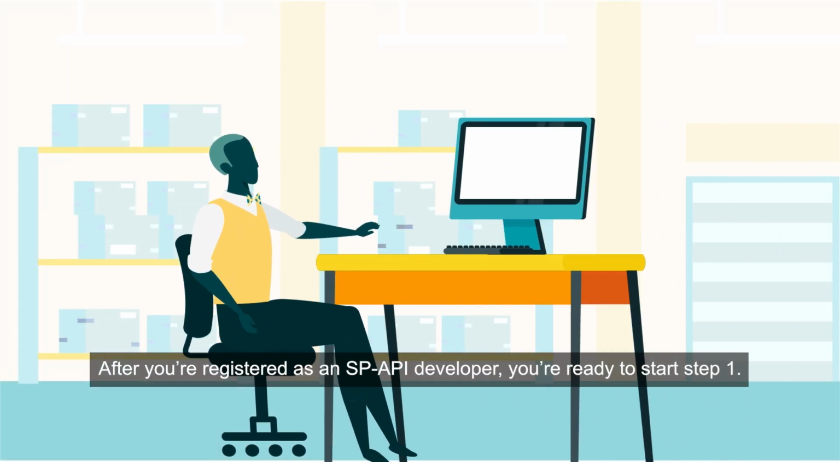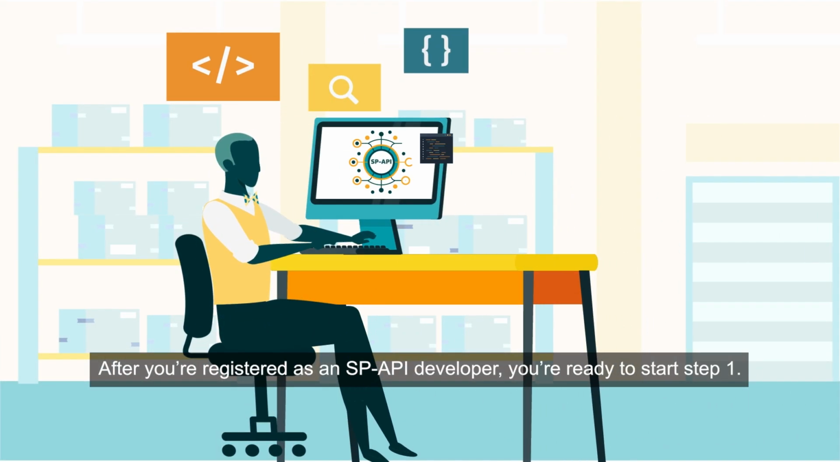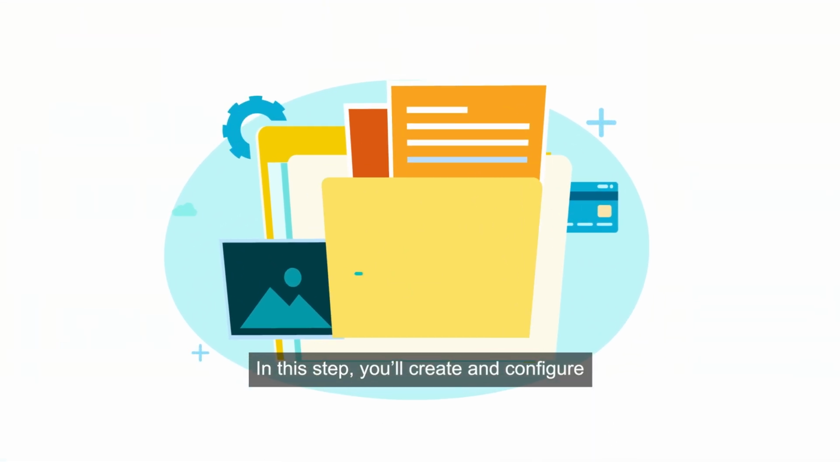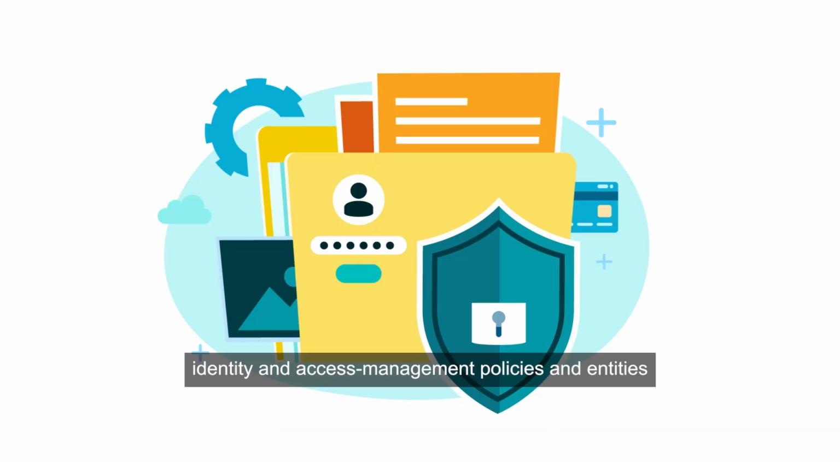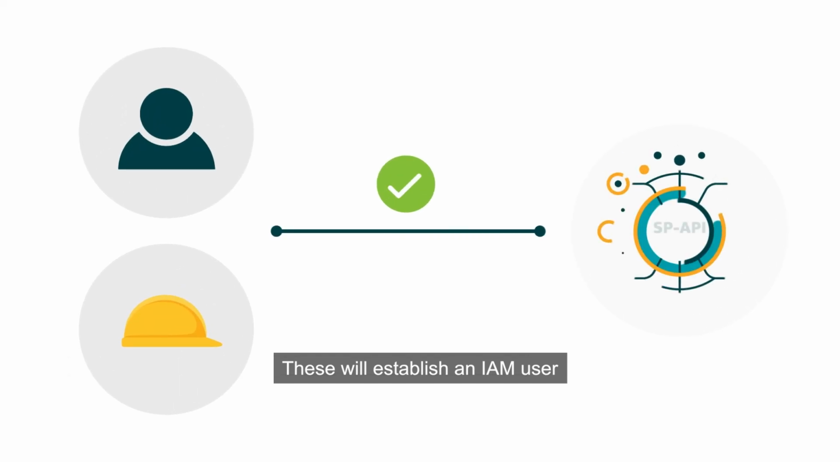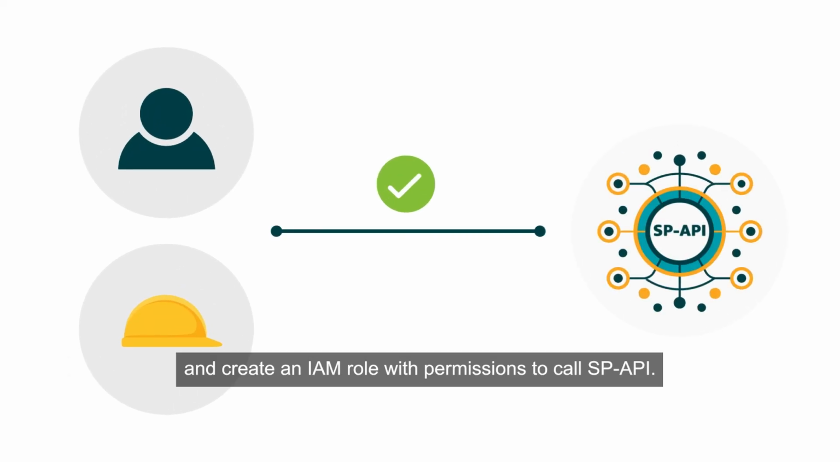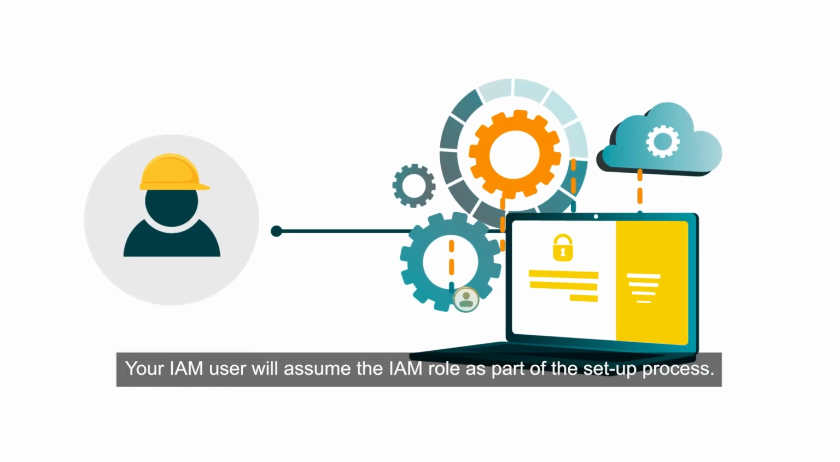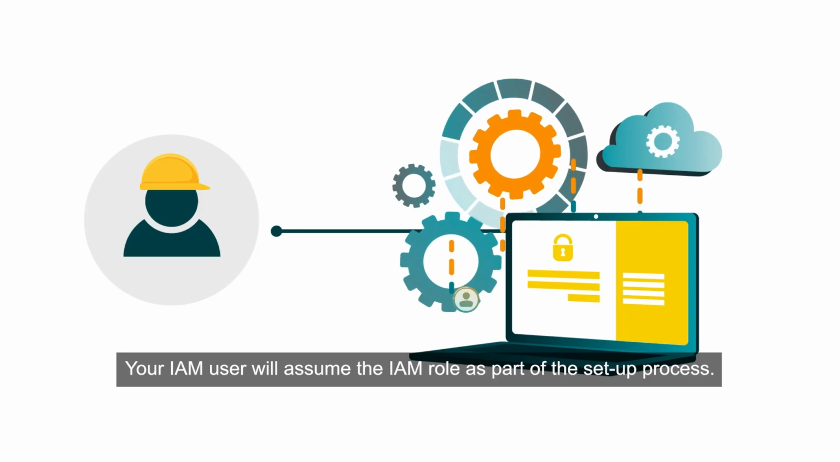After you're registered as an SP API developer, you're ready to start Step 1. In this step, you'll create and configure identity and access management policies and entities in AWS Management Console. These will establish an IAM user and create an IAM role with permissions to call SP API. Your IAM user will assume the IAM role as part of the setup process.